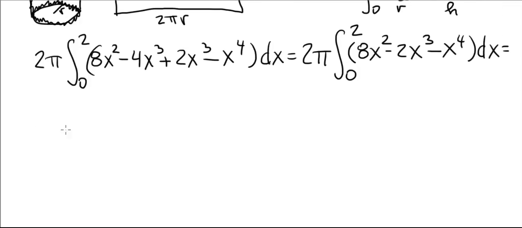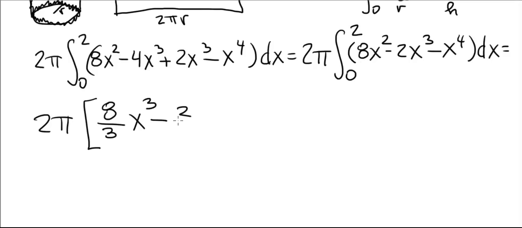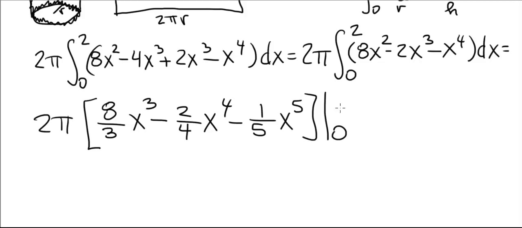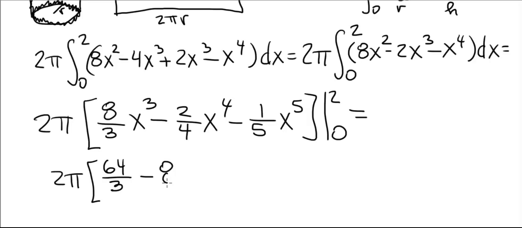So let's go ahead and finish this. This is 2 pi times 8 over 3 x cubed minus 2 over 4 x to the 4th minus 1 over 5 x to the 5th evaluated from 0 to 2. Plugging in 0 gives us 0, so the answer is 2 pi times: 2 cubed is 8, times 8 over 3 is 64 thirds. 2 to the 4th is 16. 16 divided by 4 is 4, times 2, that's 8. So 64 thirds minus 8 minus 32 over 5.